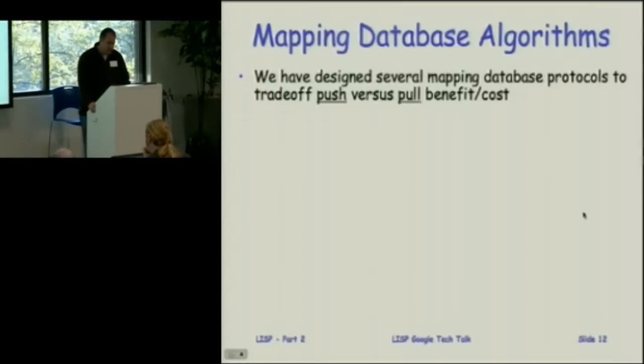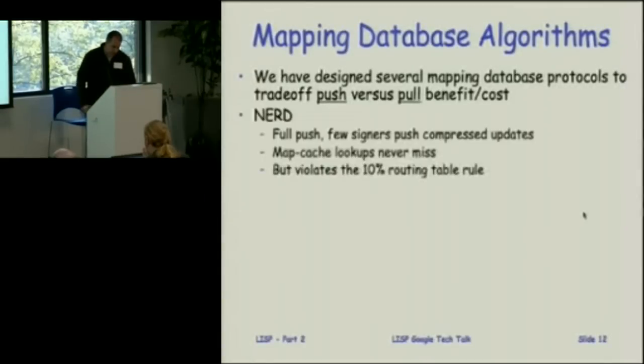So we have to trade off push versus pull and see what the benefit-cost ratio is. We have this one called NERD, and basically it's a full push. Let's make it look like BGP. Let's push all the data mappings everywhere. Let's push it from a few authoritative sources in some sort of trust chain, and they could be signers, so you know that the information is legitimate and coming from the right place. And then when you do map cache lookups in the encapsulator, you will never miss. It's either there, and when it's there, you encapsulate. When it's not, you should drop the packet on the floor. Okay, that makes the encapsulator pretty easy. You don't have to have any control plane machinery at that point.